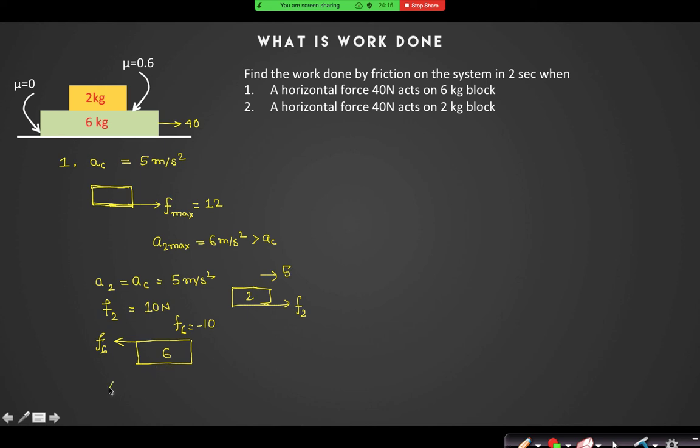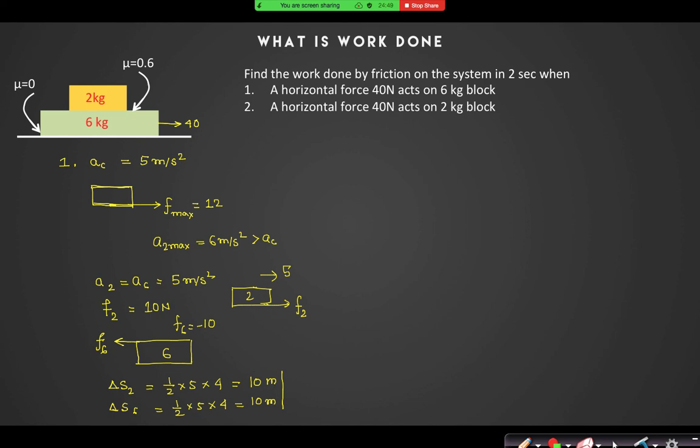What is the displacement of the 2 kg block? Is it half into 5 into t square? 10 meter. And what is the displacement of the 6 kg block? Is it the same thing because they are moving with the same acceleration? Yes or no? Sir, could you say from that part again, A2 equal to A6? A2 equal to A6. Why? Because they are moving with common acceleration.